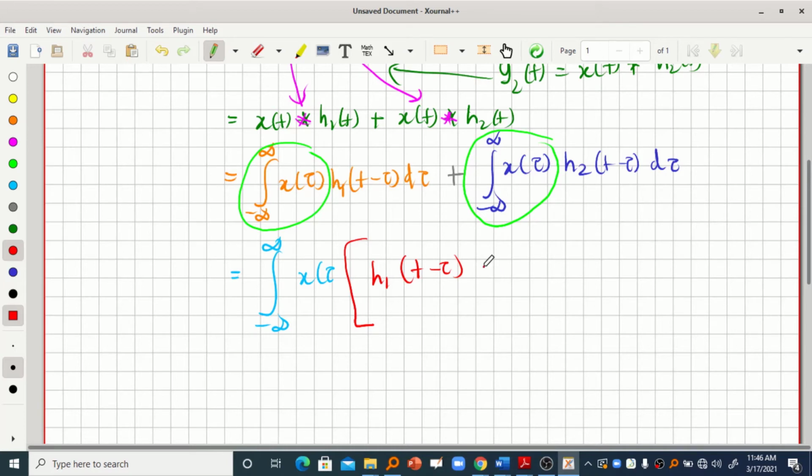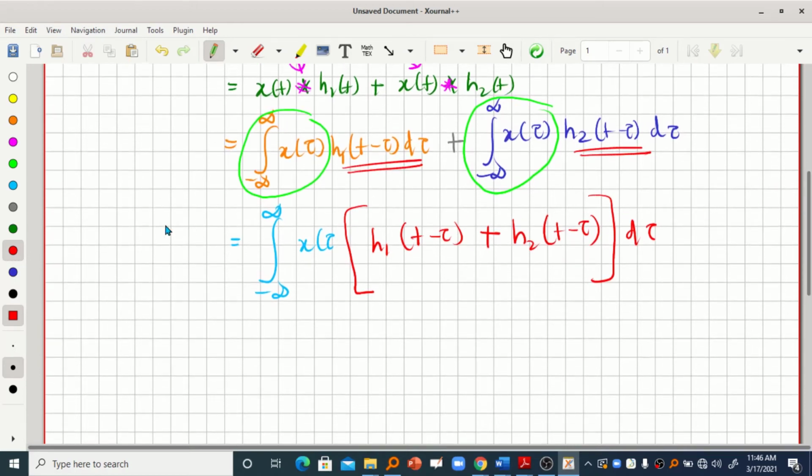h1 of t minus tau plus h2 of t minus tau, right? So this term and this term, right? So I will close the bracket and I will write d tau. Now, suppose we define h1 of t minus tau plus h2 of t minus tau equal to h of t minus tau.